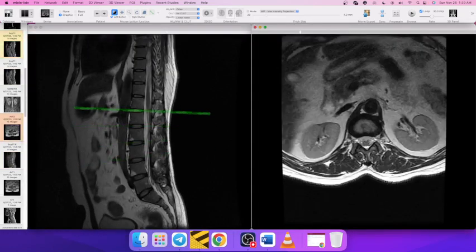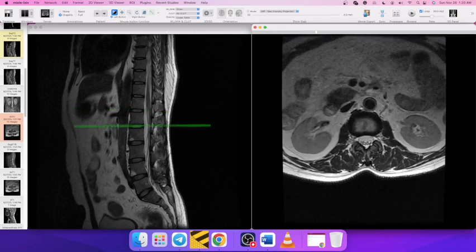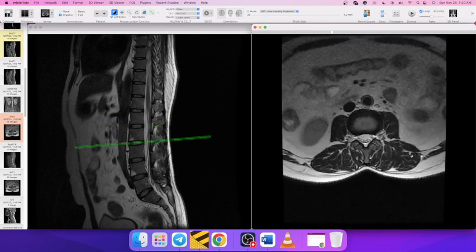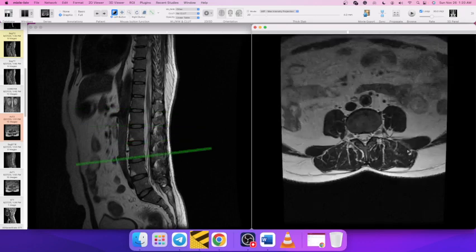So we are starting from, counting 5, 4, 3, 2, 1, D12-L1. We can see that the thecal sac looks good, round, oval. The exiting foramina look well spaced. There's no disc bulge compressing the thecal sac or the exiting nerve roots. So this looks fine. Next one, again similar appearance, no disc bulge. Again similar appearance, no disc bulge.